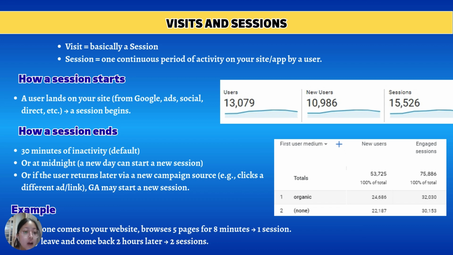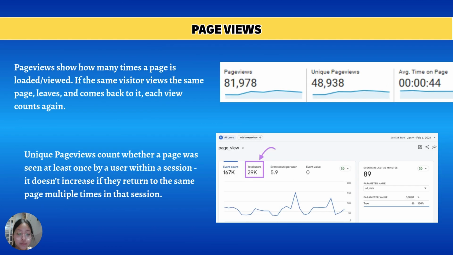For example, someone comes to your website, browses 5 pages for 8 minutes. This means one session. They leave and come back 2 hours later. This means two sessions.